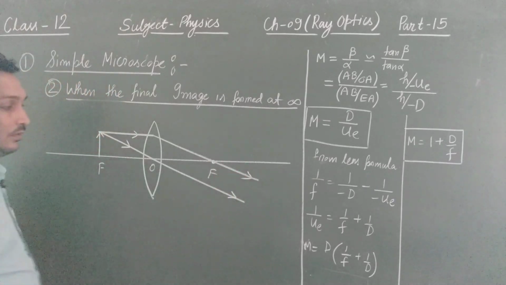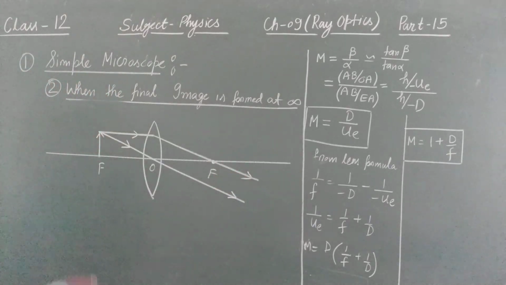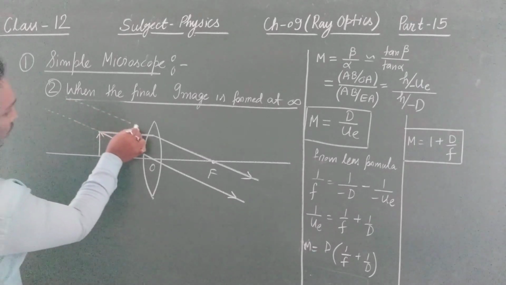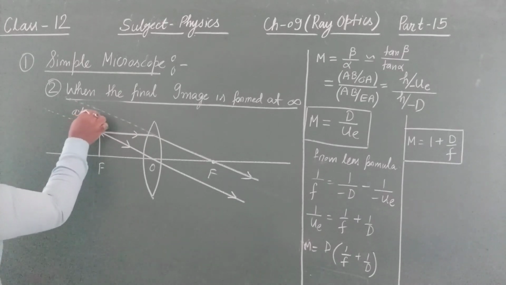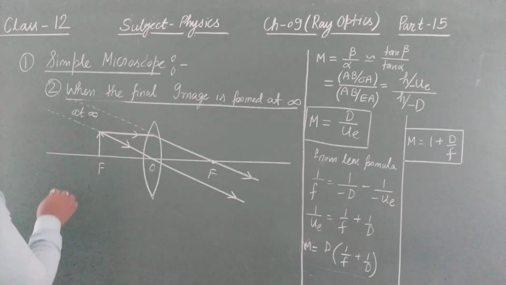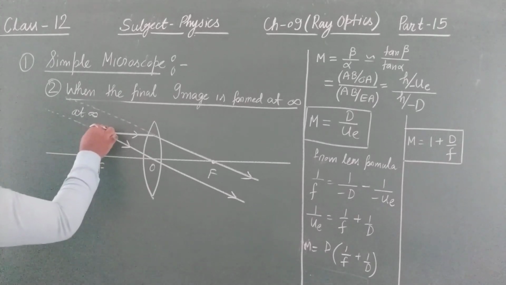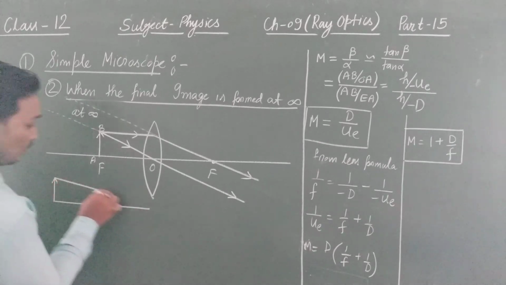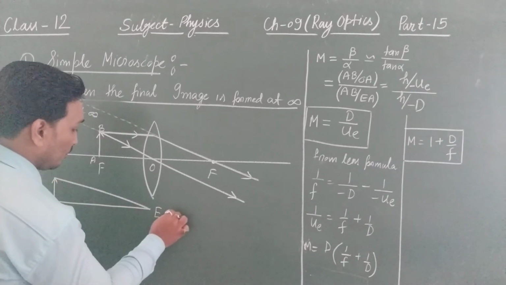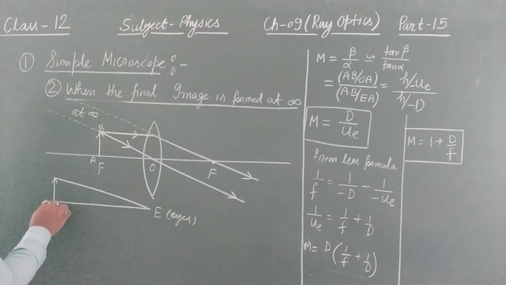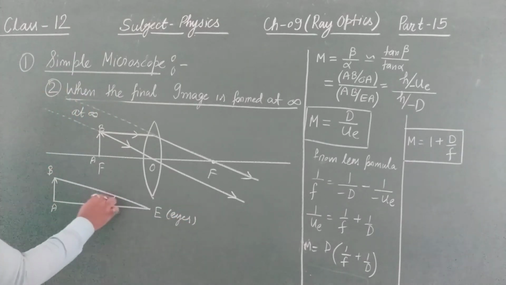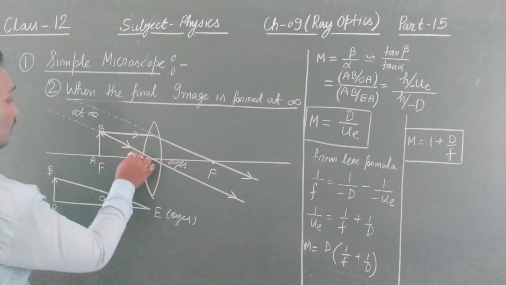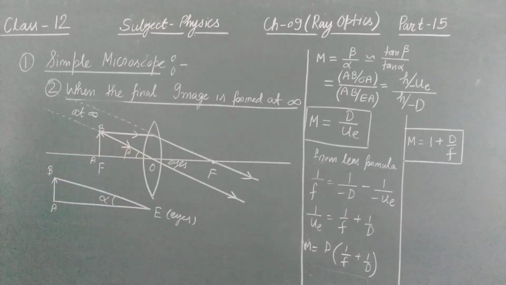Now these two rays which are refracted from the lens are parallel to each other. So the final image will be at infinity. This time the object AB, for the visual angle of AB, is again kept at D. This is our eye. This is object AB. The visual angle of the object, alpha, is given by this only. And the visual angle of the image, if I put our eye over here, is this.